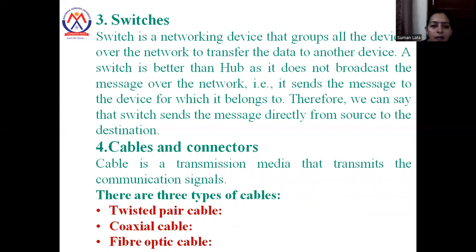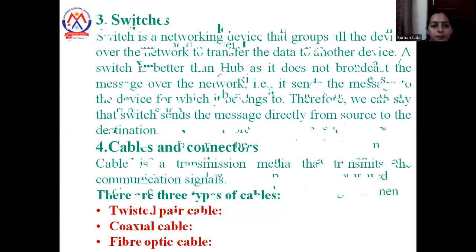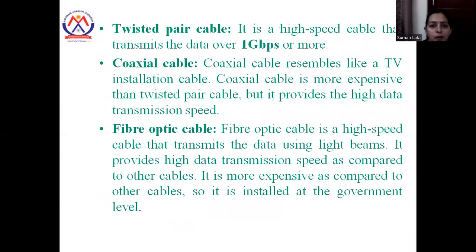Next is cables and connectors. Cable is a transmission media that transmits the communication signals. There are three types of cables. First is twisted pair cable, second coaxial cable, and third one is fiber optic cable. Twisted pair cable is a high-speed cable that transmits the data over 1 Gbps or more. Coaxial cable resembles the TV installation cable. Coaxial cable is more expensive than twisted pair cable, but it provides the high data transmission speed.